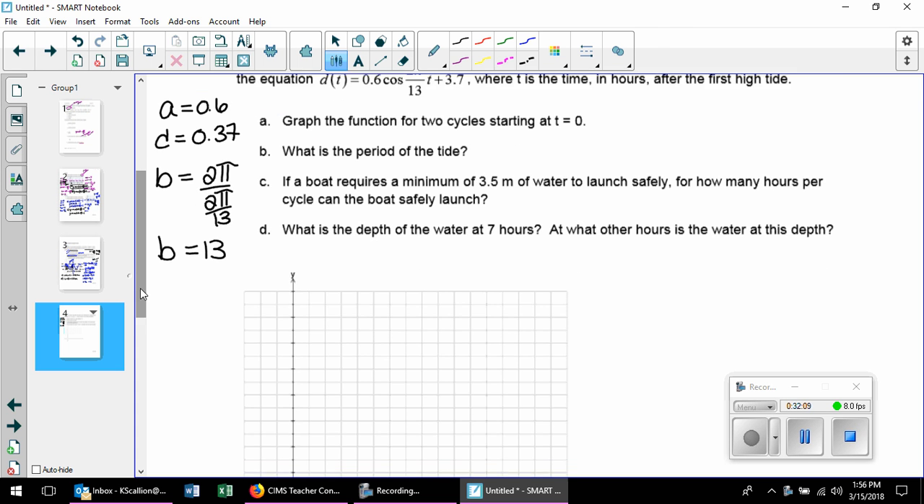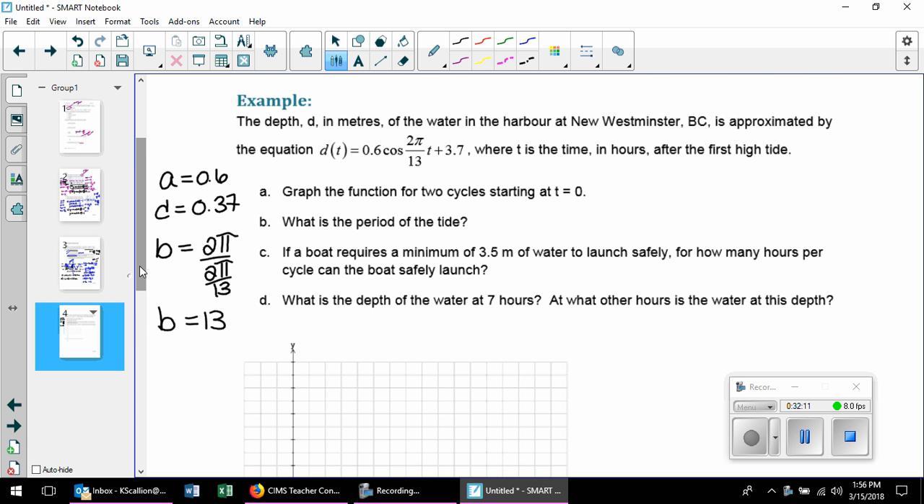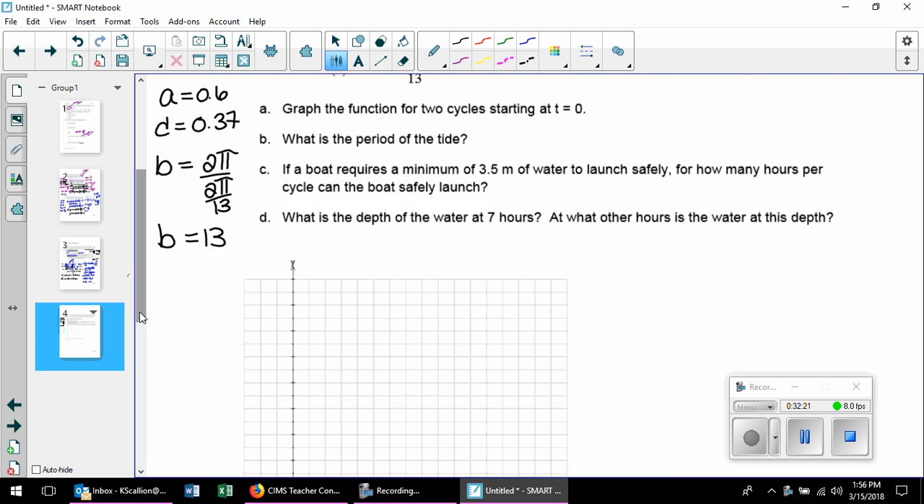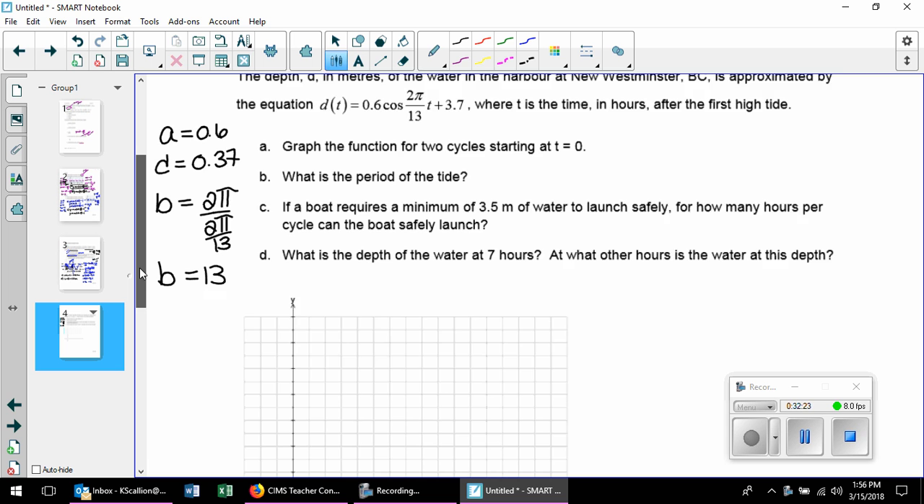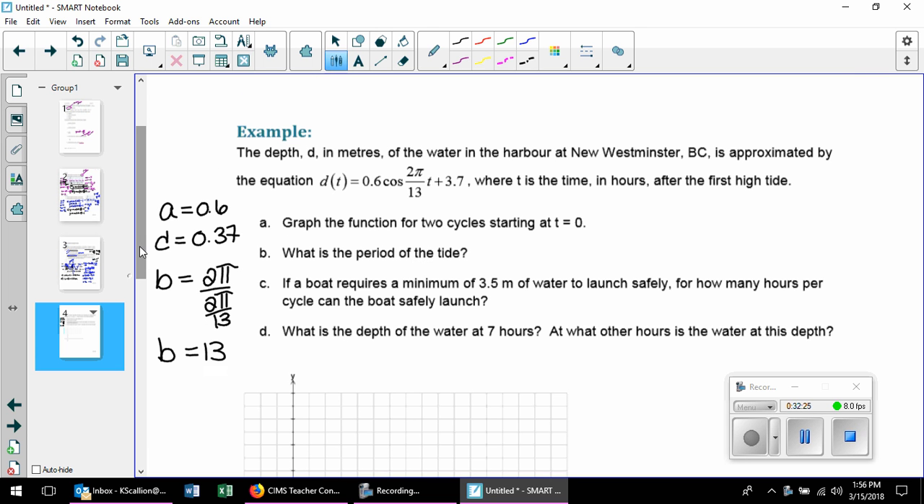Is there any shift in this graph? Are there any brackets here? No, so there's no shift. And this is another cosine graph, so we're starting at a maximum. All right, so I think I wrote my D down wrong. I did.